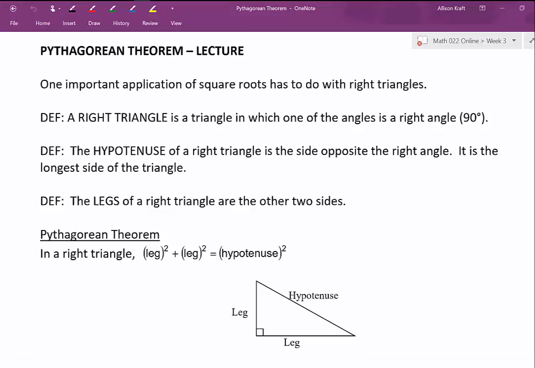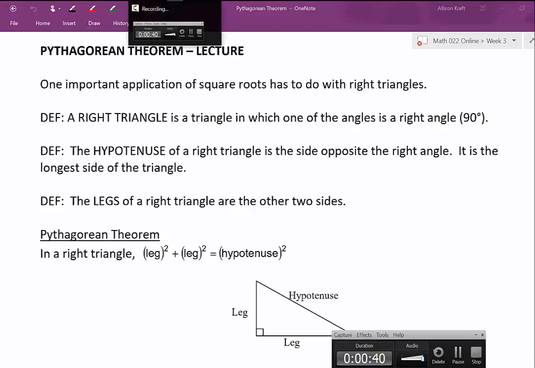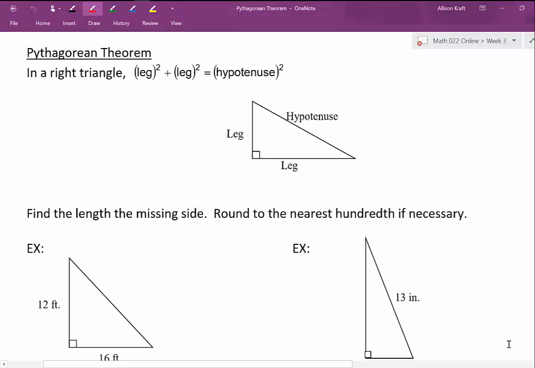The Pythagorean theorem relates the three sides of a triangle to each other. One of the legs squared plus the other leg squared is equal to the hypotenuse squared. Please note that, as mentioned before, the hypotenuse is the side that's always directly across from the 90-degree angle.